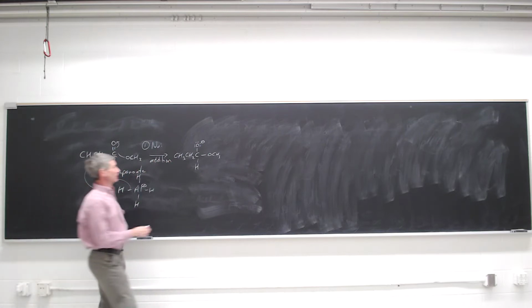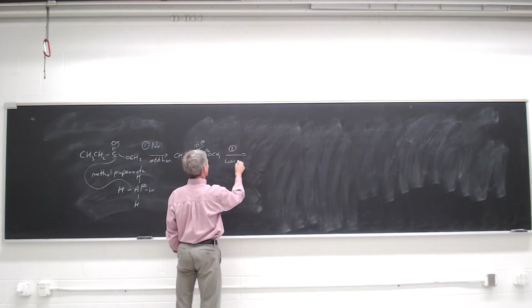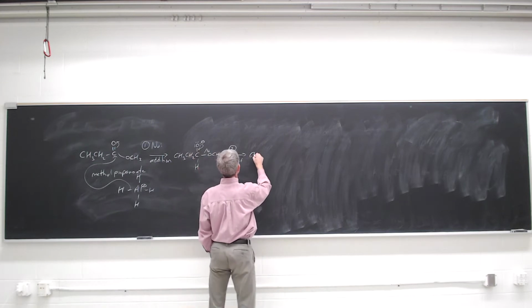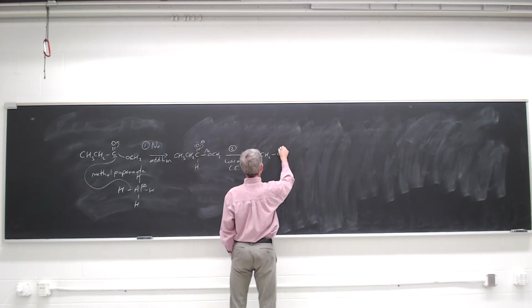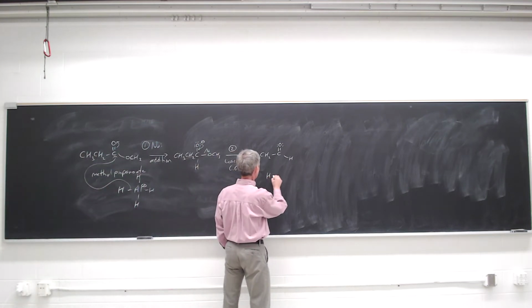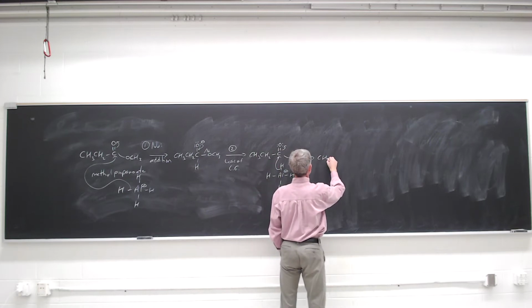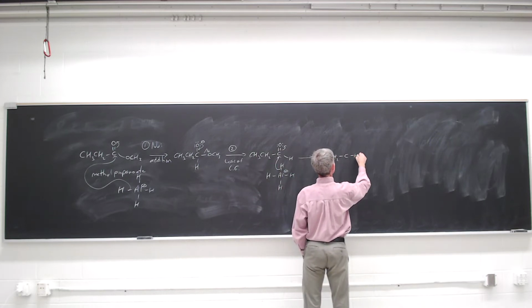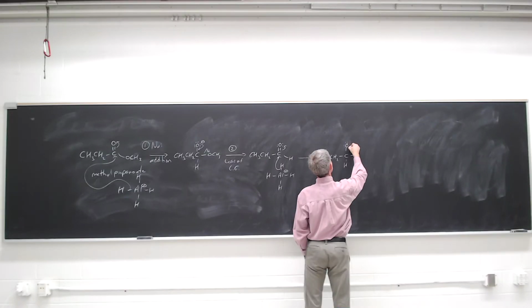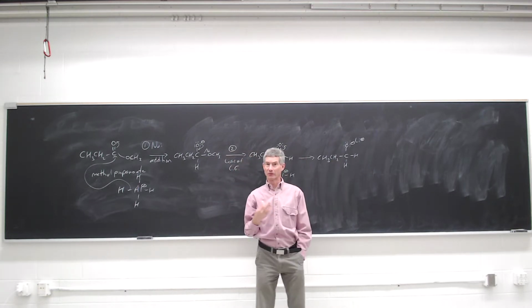Addition in step 1, and then in step 2, we're going to have the loss of the leaving group to form the aldehyde. The aldehyde then is reduced again by the standard mechanism that you are already familiar with from first semester, to generate the salt. It could also be bound to the aluminum, that's the alane.